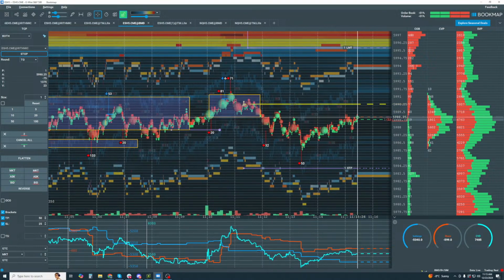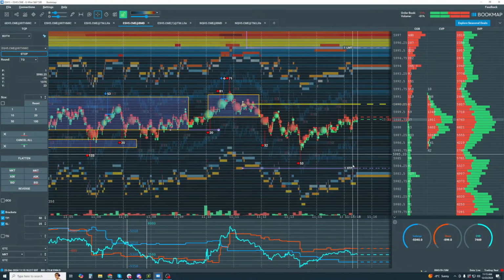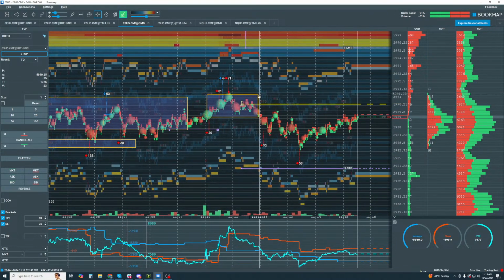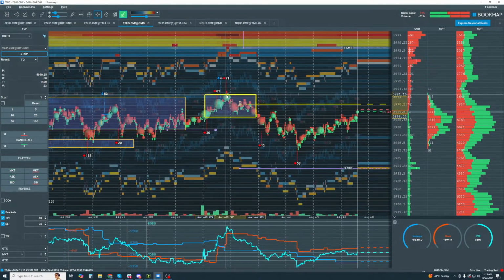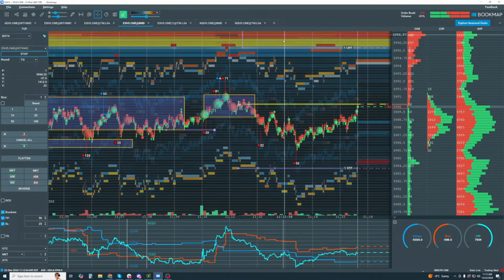Let's see it. Buyers right here is where we need them to pick it up, and we can get back up to here. And then we already know that the auction up here, we found buyers. So we'd look for them to try to extend it and hit that high liquidity now.